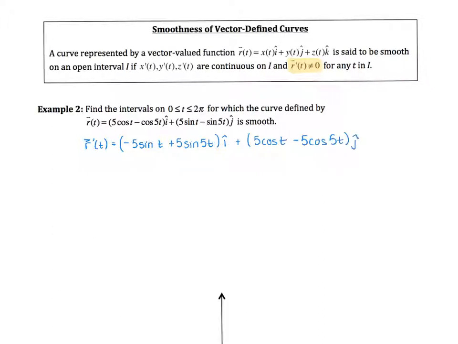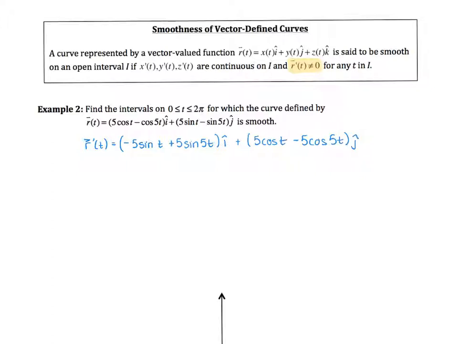Okay, and so now we need r prime of t to equal 0, which means that both components have to be 0. The x component has to be 0, and the y component has to be 0. If just one or the other is 0, that just means that we have a vector that is strictly in the horizontal direction or strictly in the vertical direction, and that's not a big deal. So we need both of them to be equal to 0.